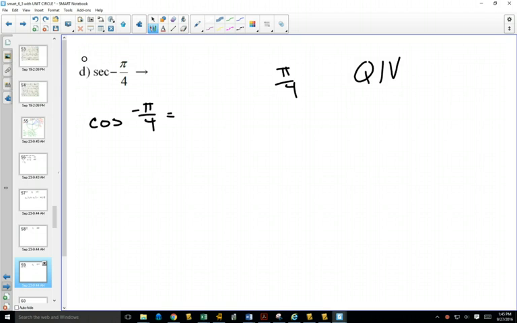So if you're part of the pi over 4 family, cos will be positive in quadrant 4, and cos of pi over 4 is root 2 over 2. That means secant of pi over 4 will be 2 over root 2.